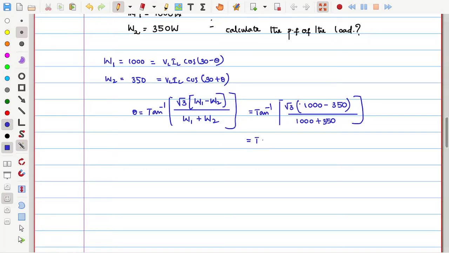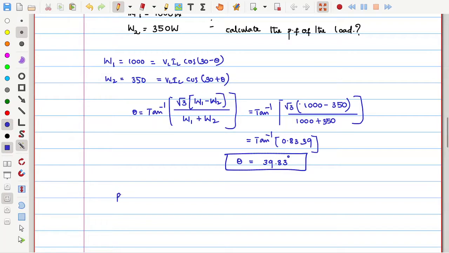So this is the tan inverse of 0.8339, which I got. Is this correct? If there is any mistake, let me know. So then tan inverse of this will give theta equal to 39.83 degrees. This is the power factor angle, but not the power factor.